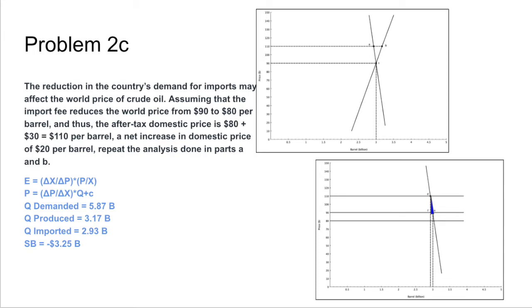The quantity of domestic oil supplied follows the domestic supply curve to 3.17 billion barrels, and the import supply curve shifts upward to the price of $110. Overall, the net social benefits can be summarized with the domestic deadweight loss in the upper white triangle, the import deadweight loss in the blue triangle, and the administrative costs, totaling a negative $3.25 billion.